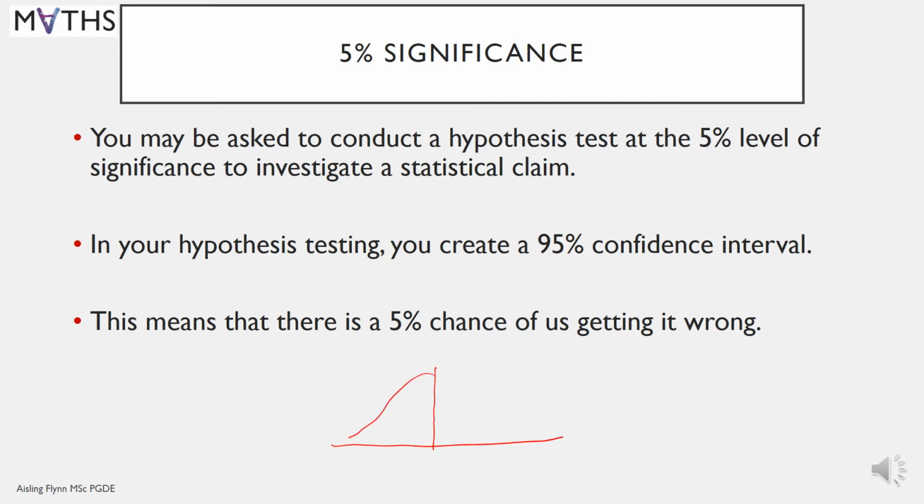So if you take your normal distribution, +2 sigma, -2 sigma. So we'll accept anything that's in here, that's 95%, and we'll reject anything that's out here and out here. So together they make 5%.